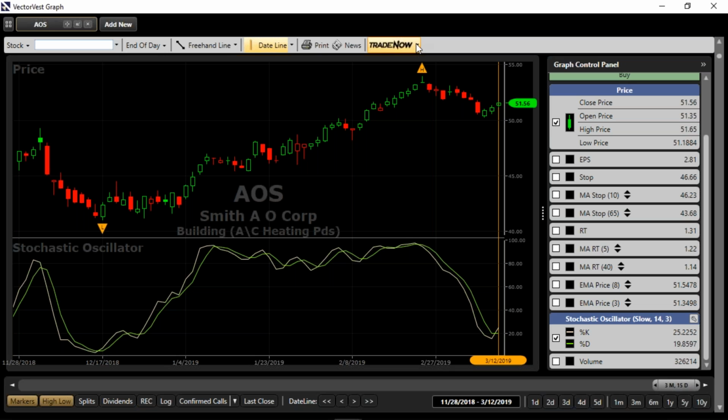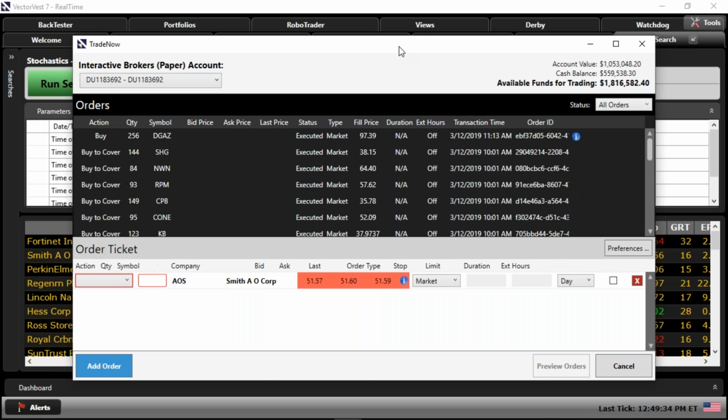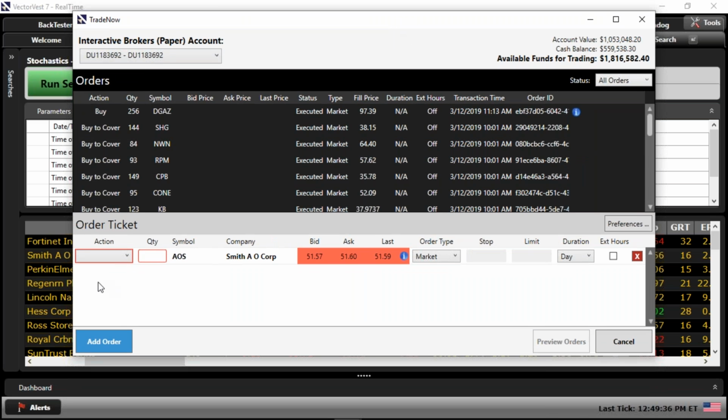We have a feature up at the top here in the graphs called Trade Now. I'm going to select Trade Now, and for the purpose of this demonstration, I'm going to use my Interactive Brokers paper account that I have linked here to my VectorVest platform. I'm going to click on Interactive Brokers paper. It pulls up our trade ticket.